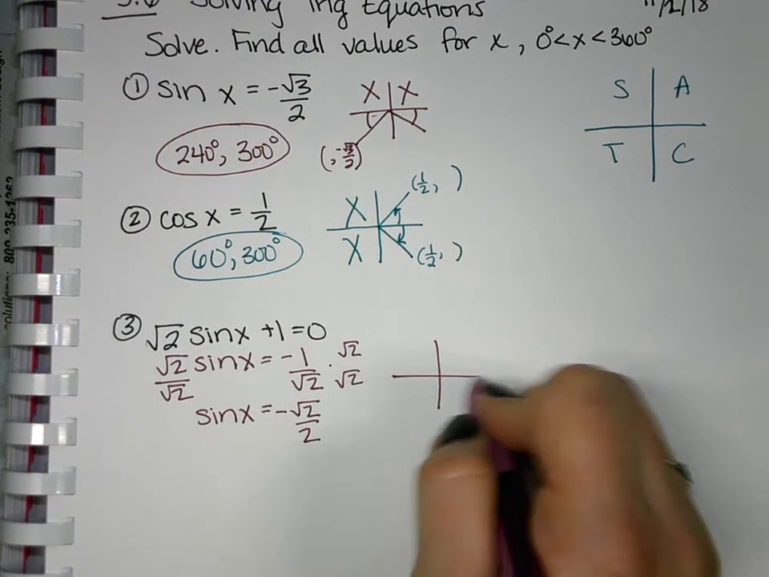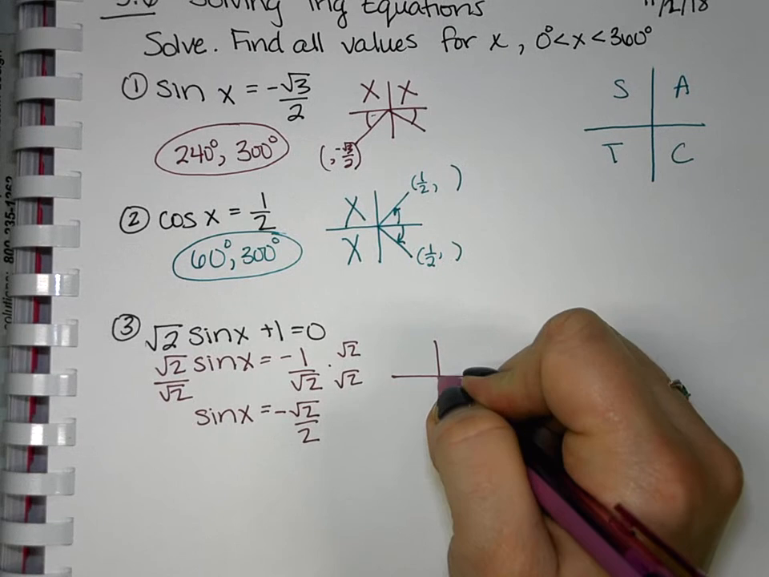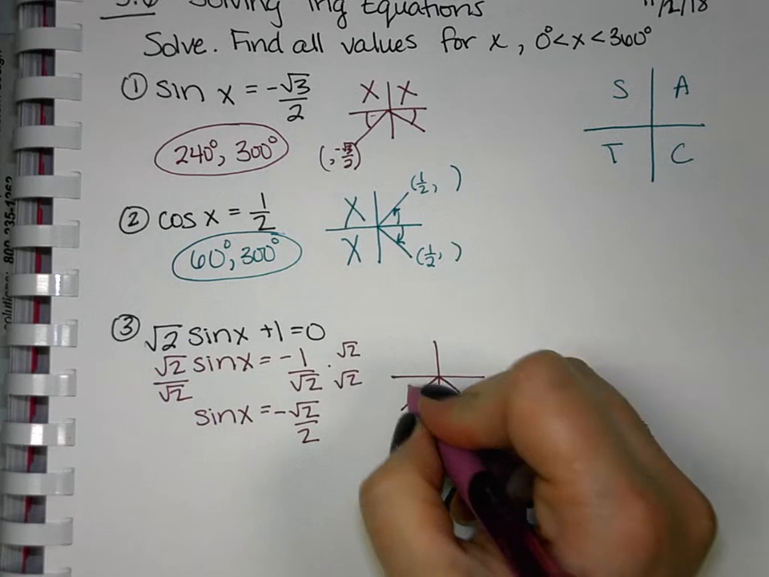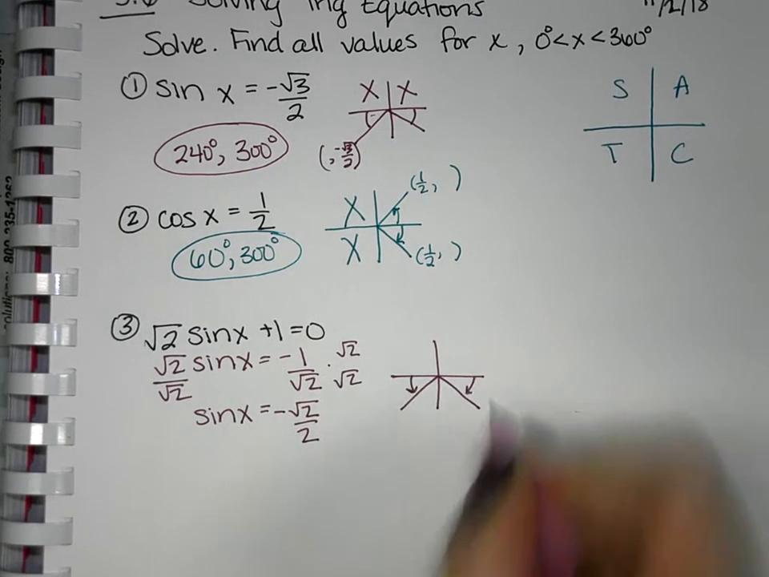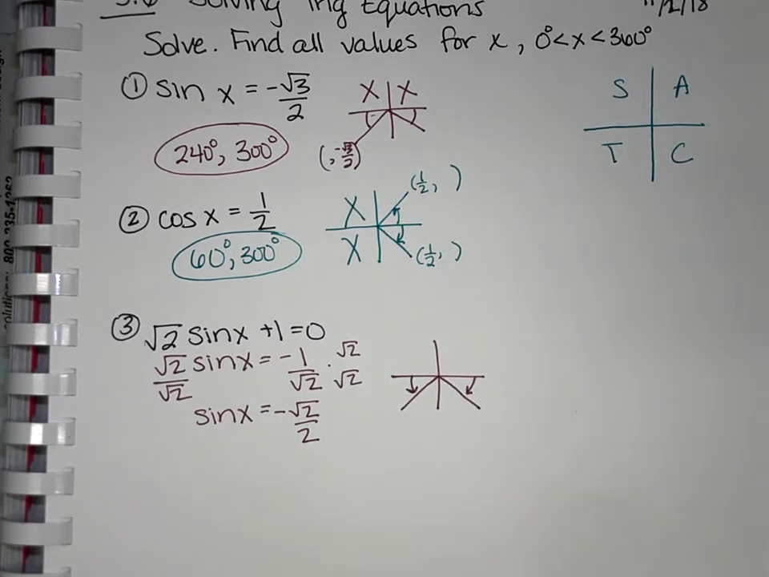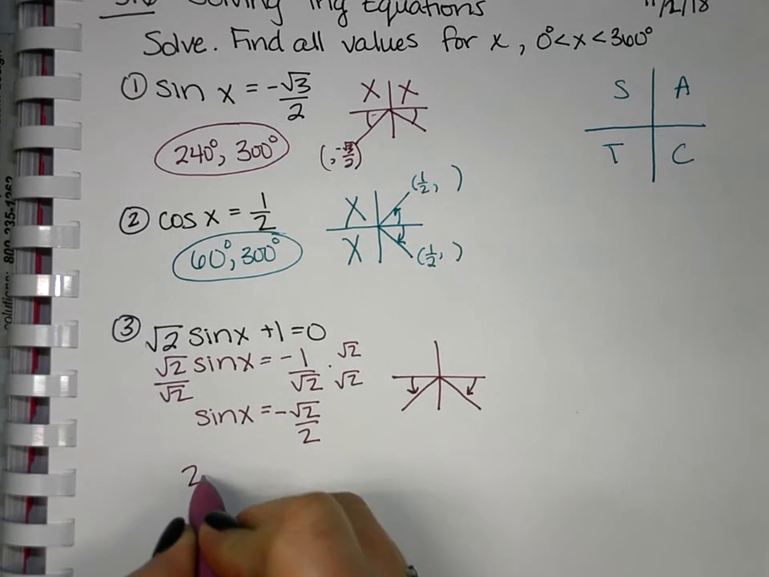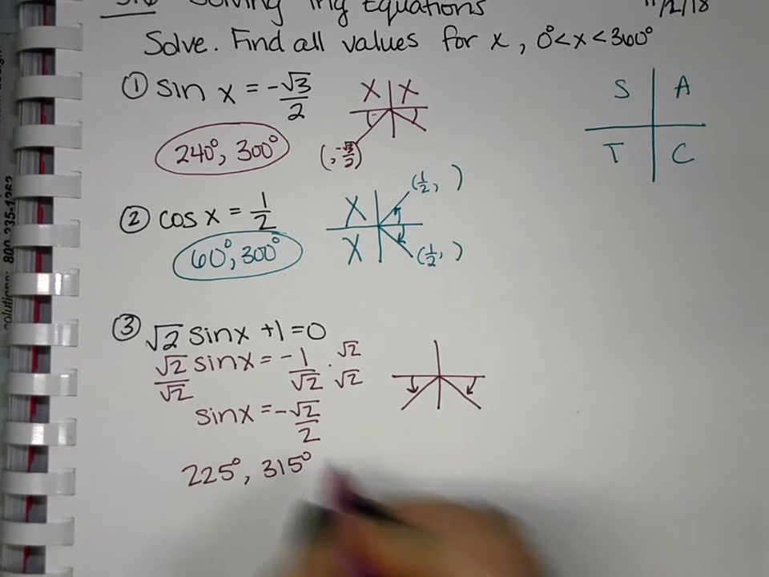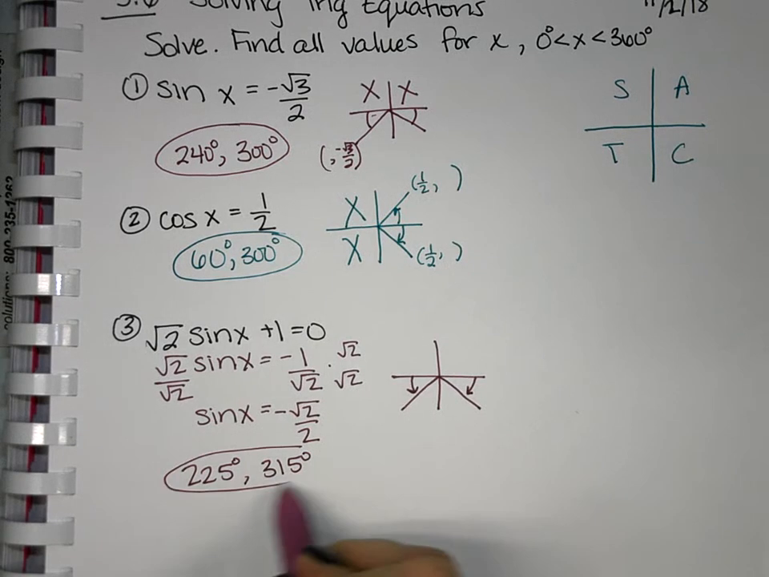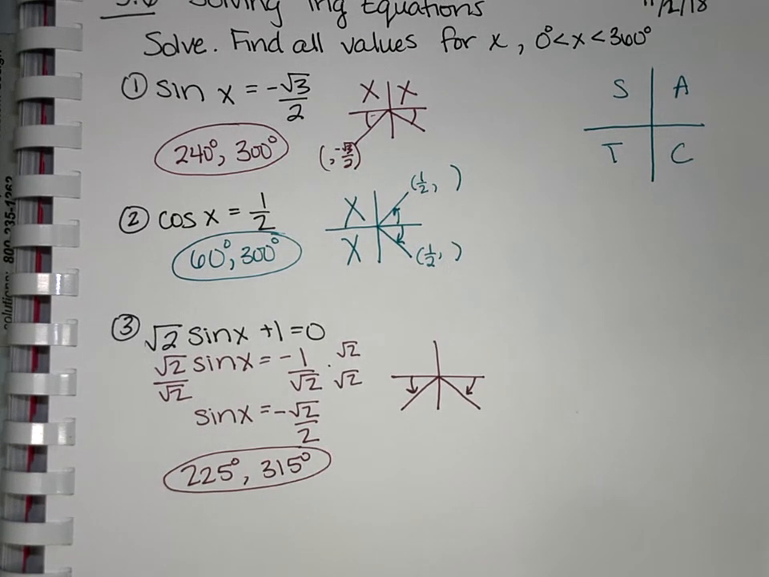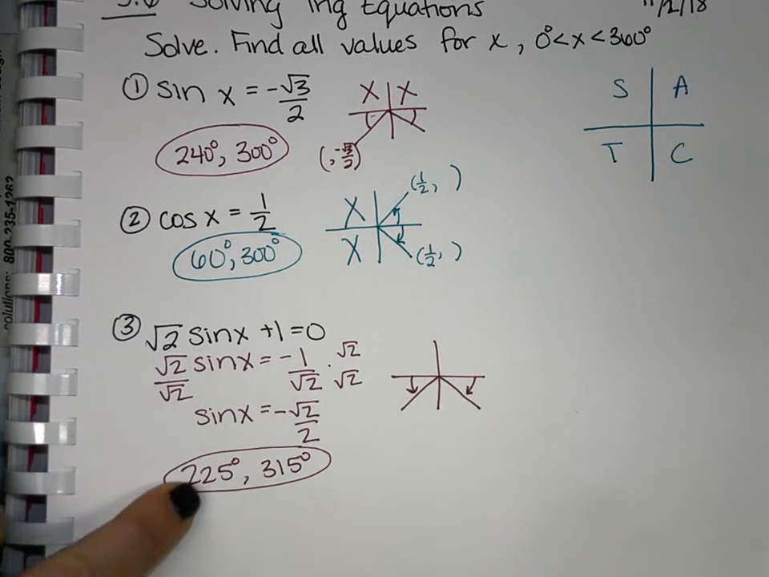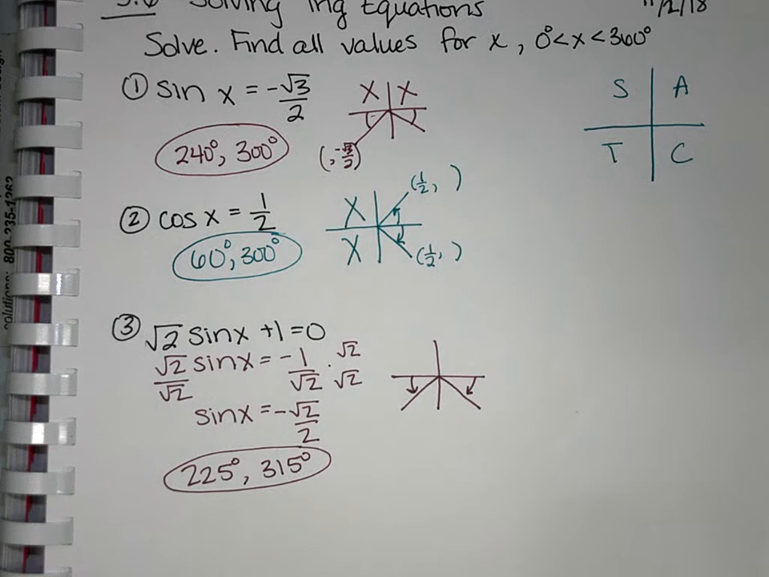Now that my trig function's by itself, I know my sine is negative in the bottom 2 quadrants. So I can look to see what angles give me a sine value of negative root 2 over 2, and that would be 225 and 315. Again, these angles are all coming from the unit circle and how we're reading from the outside of the unit circle to the angle that gives us that value.